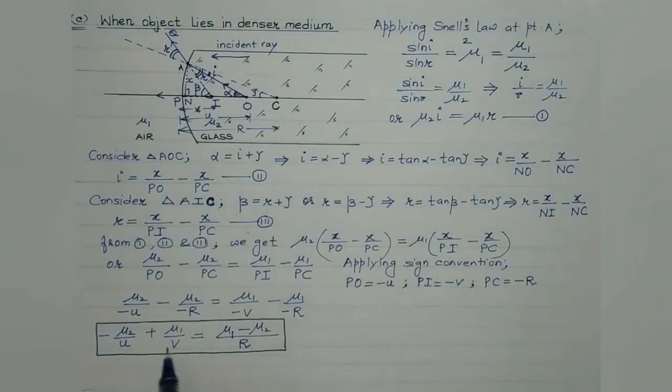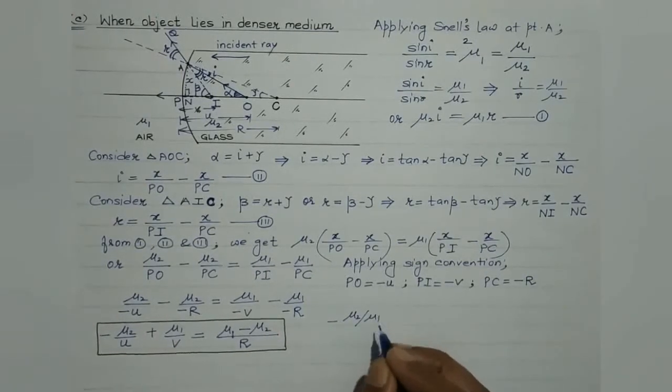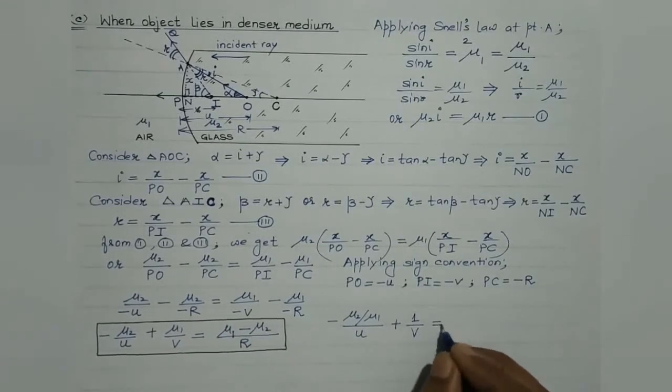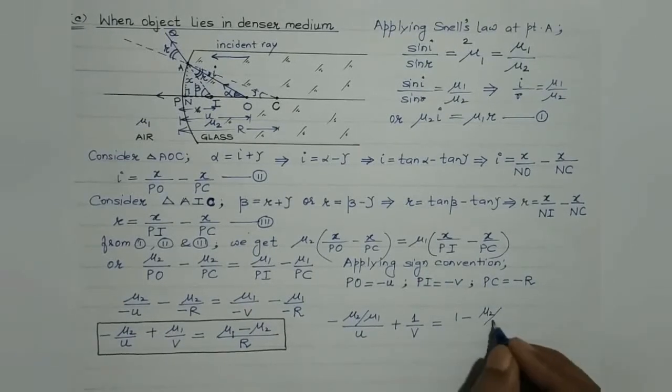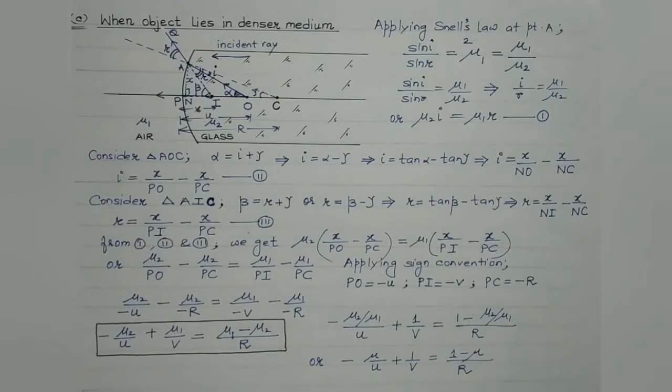Now what we can do is, we can get an alternative expression as well. For that, we need to divide throughout on both the sides by mu1. So what we get is minus mu2 by mu1 divided by U plus mu1 by mu1, which becomes 1, is equal to 1 minus mu2 by mu1 divided by R. In other words, it can also be written as minus mu over U plus 1 by V is equal to 1 minus mu divided by R. So this is another alternative expression, right?